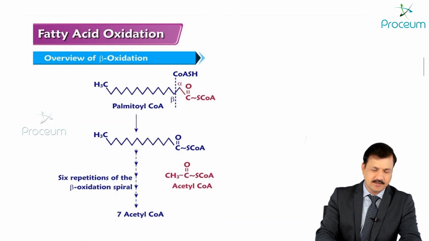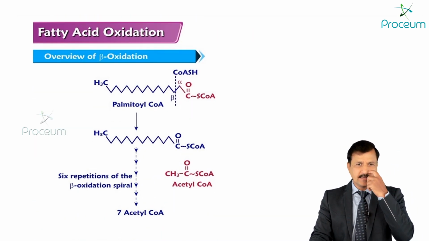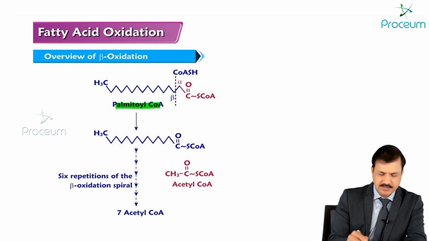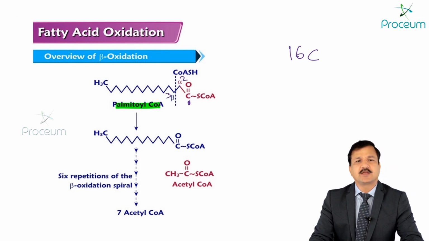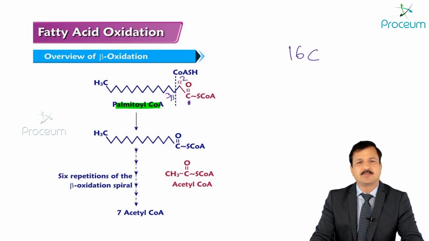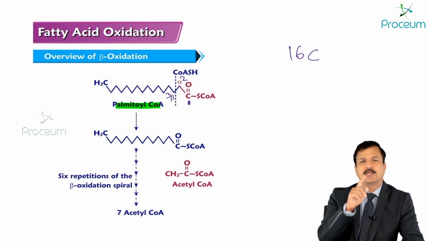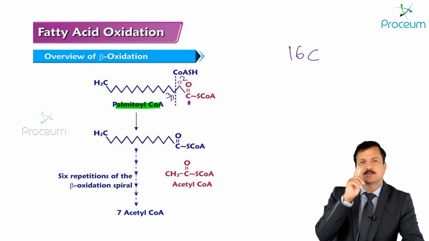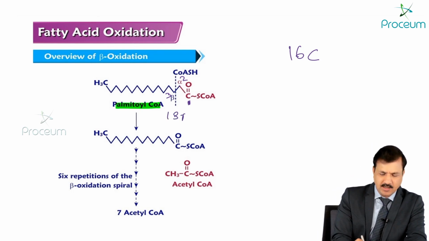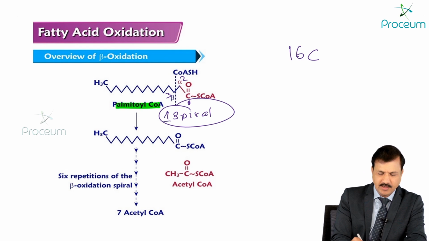Let me show you that here in the figure. Now, as you see, palmityl-CoA is a 16 carbon fatty acid. Number 1 carbon is always the carboxyl carbon, then we have the second carbon and the third carbon. The second carbon is always written as alpha carbon and the third carbon is beta carbon. So in the beta oxidation spiral, this beta carbon is the one that will undergo oxidation, and there will be 1, 2, 3, 4 steps in each spiral. So one spiral of beta oxidation will have 4 steps.